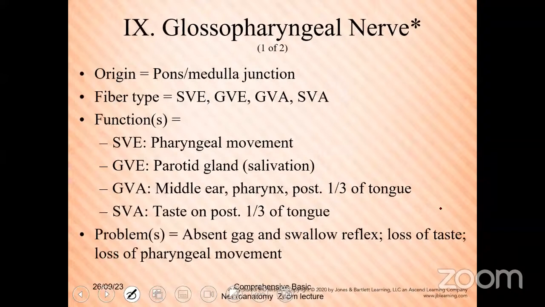The glossopharyngeal nerve also originates from the pons and medulla junction. It has special visceral efferents to the pharyngeal muscles. Also, general visceral efferent to the parotid gland, which promotes salivation. General visceral afferents bring sensations to the brain from the middle ear, pharynx, and posterior one-third of the tongue. And also special visceral afferents, taste on the posterior one-third of the tongue. Damage causes absent gag and swallow reflex, loss of taste, and loss of pharyngeal movement, where the uvula can be deviated to one side, and movements of the soft palate are reduced.